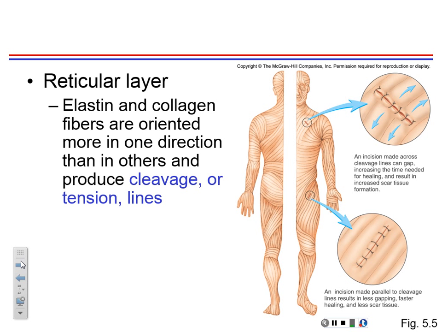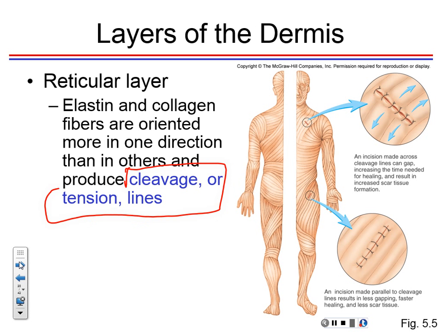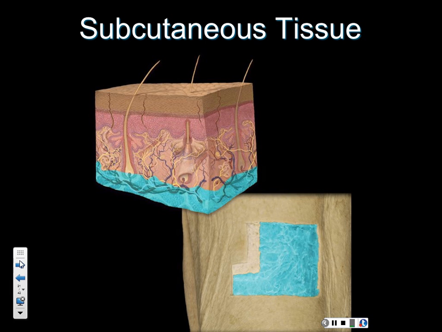So tension lines, or lines of cleavage, are the orientation of the reticular fibers, which kind of go in one way. And there's a map for it, and surgeons who are careful kind of know it, so as to avoid cutting against it. All right. And these are the result of the dermis, the reticular layer of the dermis.